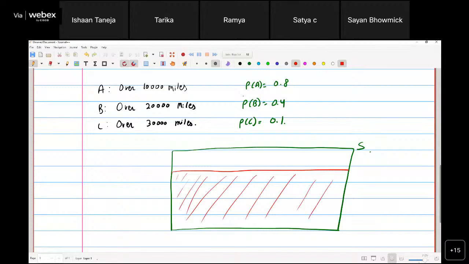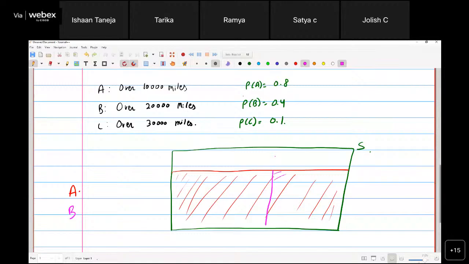Okay, let's suppose this red region is event A. So a battery functioning over 10,000 miles, right? Over 10,000 miles, it may or may not go over 20,000 miles, right? Yes. So suppose pink is your event B. It should be within A, sir. Yeah, it would be within it.